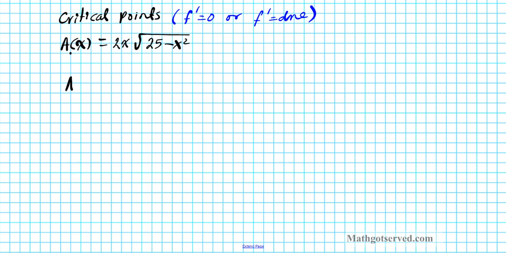So A prime of x. If you notice, we have two functions here. We have the product of this linear function and then this radical function right here, v.